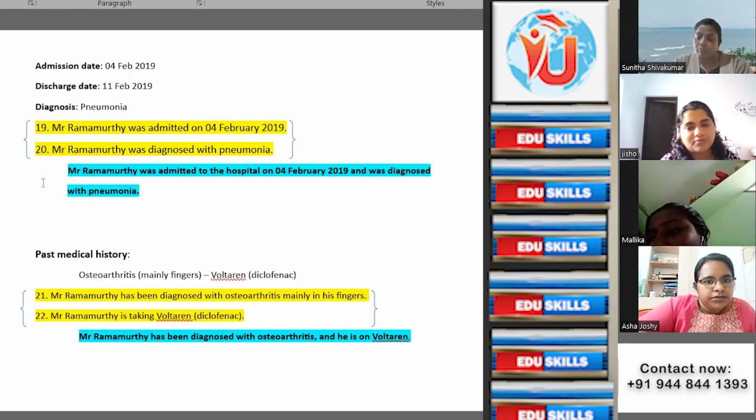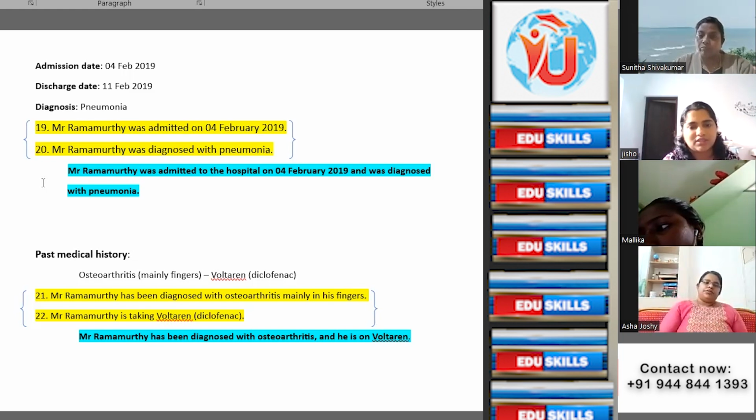So we can transform these simple sentences into: Mr. Ramamurthy was admitted to the hospital on 4th February 2019 and was diagnosed with pneumonia. Here you can see we are using the conjunction, that is, and.